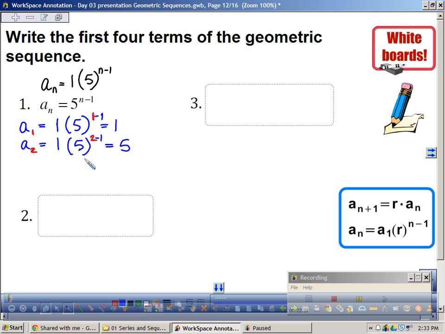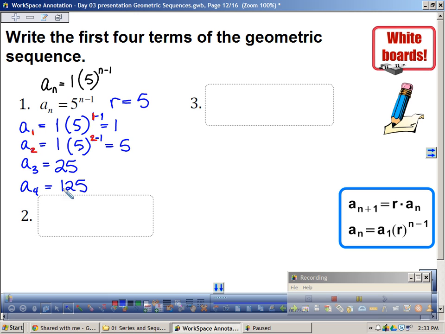Let's check to see if we were correct. So my first term is 1, my second term is 5. My common ratio is 5. So isn't it 1 times 5 is 5? So what's the third term? Do I really need to keep doing my formula? What's 5 times 5? 25, not 10. And what's 25 times 5? 125.